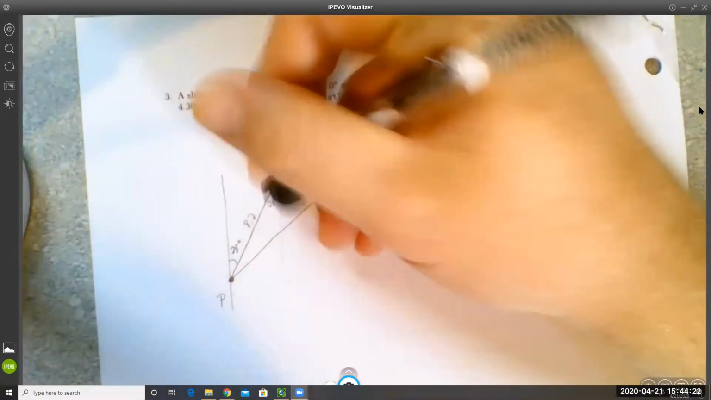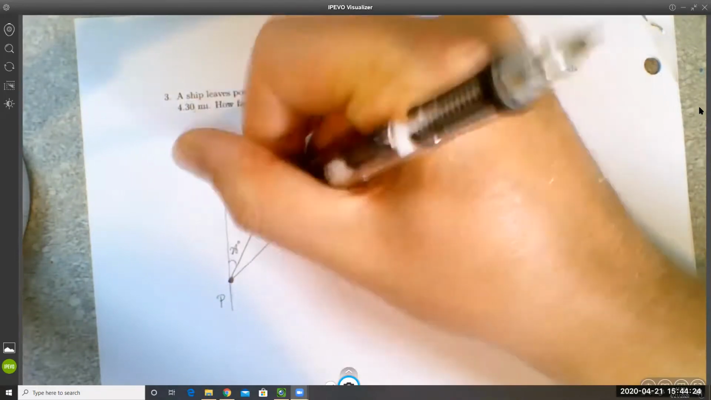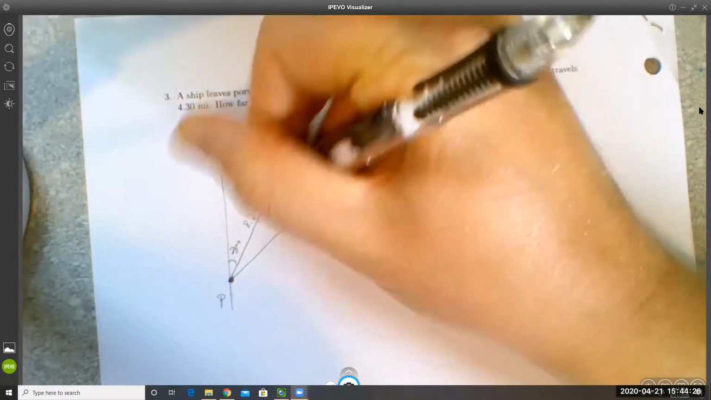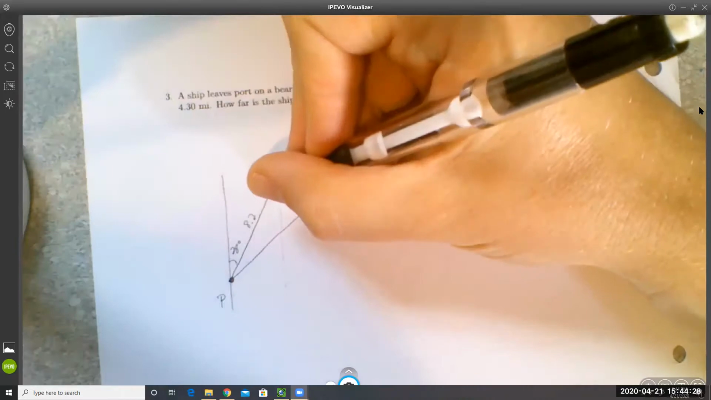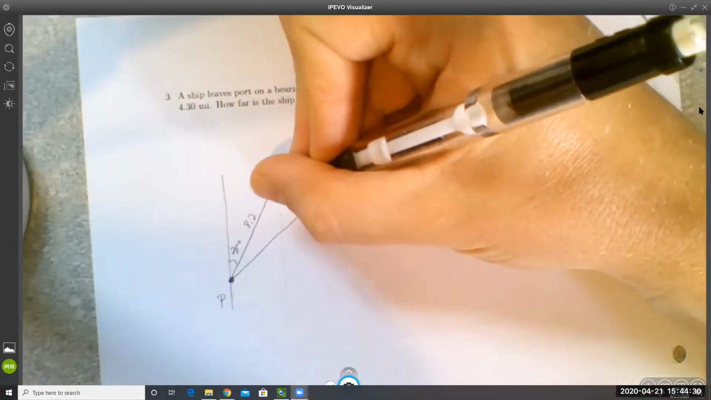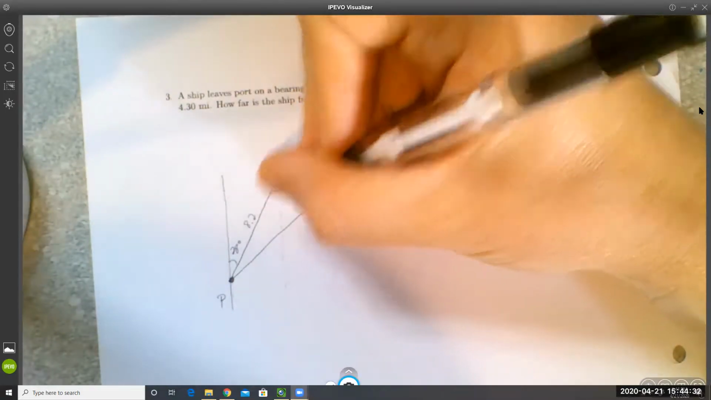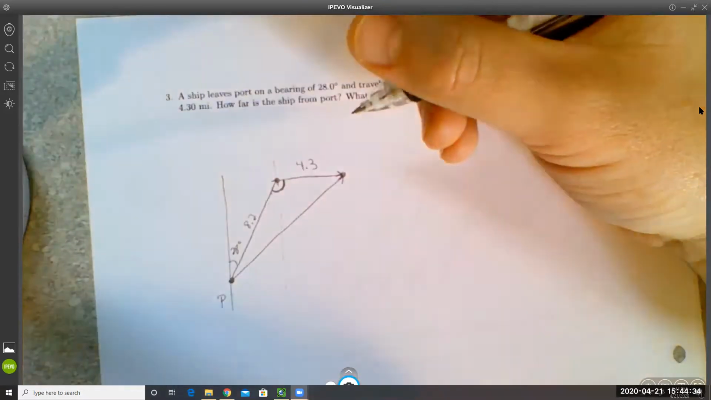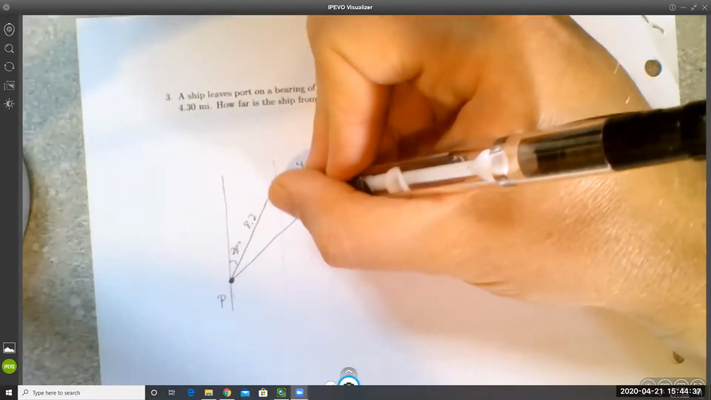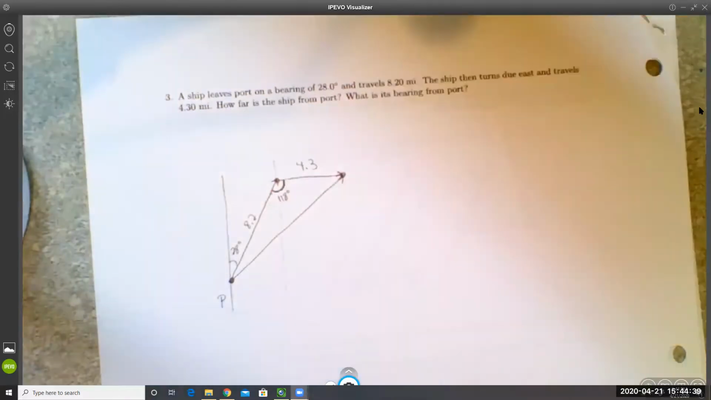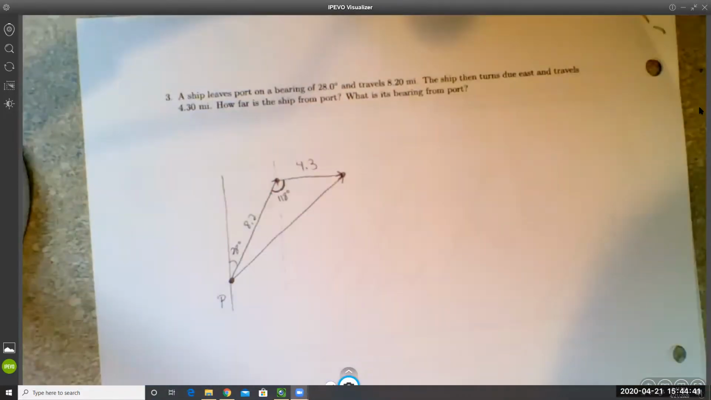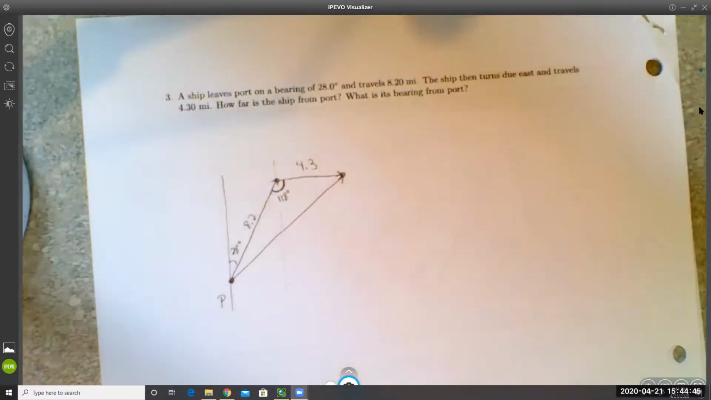So, consequently, I can conclude that this angle here is 28 degrees plus 90 degrees. So that should be 118 degrees. There might be another way to figure that out that's maybe a little bit easier. I don't know. But that's how I figured it out. As long as you get there, I guess it's fine.